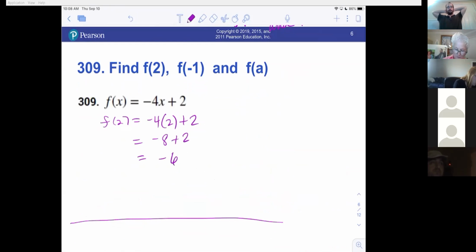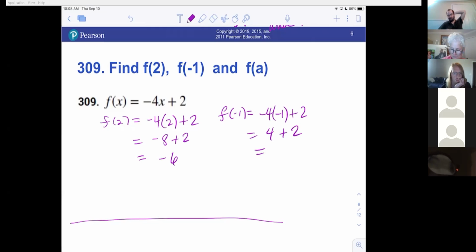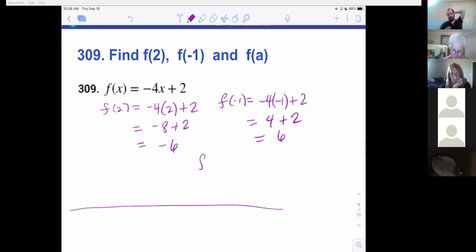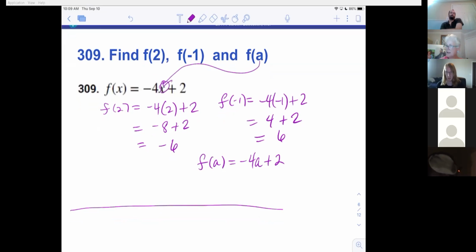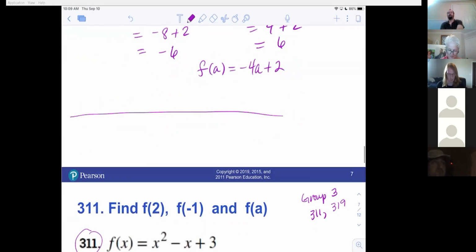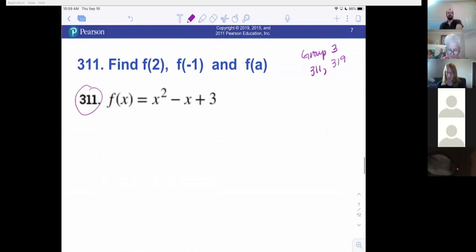Great. And then f of -1? F of -1, -4 times -1 plus 2. I got 4 plus 2. Add them up, you get 6. Yep. And f of a? F of a, -4 times a plus 2, -4a plus 2. Yeah. So you're just taking that a and sticking it in place of the x. Great. Thank you. All right, group 3, number 311.